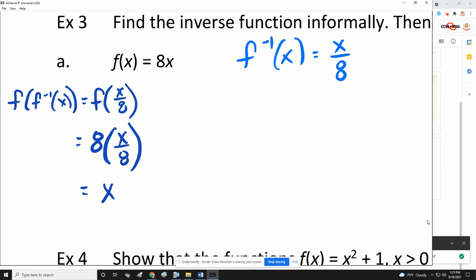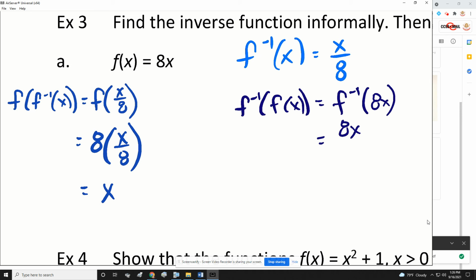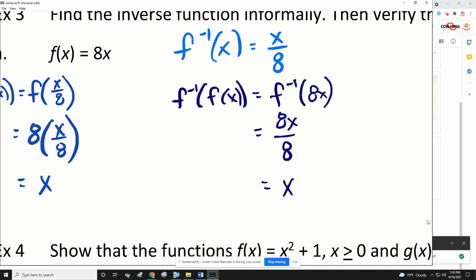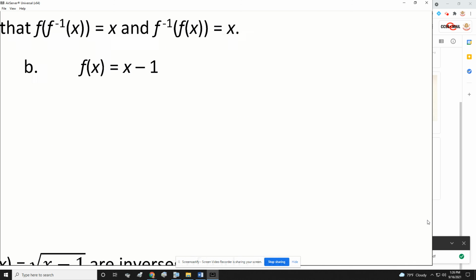All right, and to completely verify it, we have to also do it the other way. So we're going to do f inverse of f of x. This time, we're going to take f of x and put it into the inverse function. And that is just going to give us x. All right, it works with this one as well.